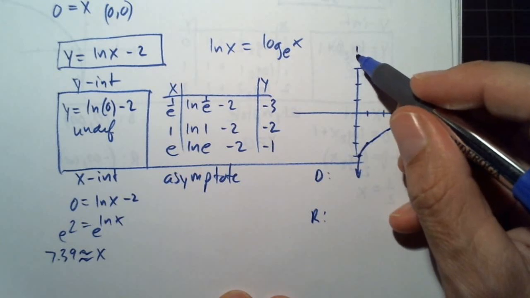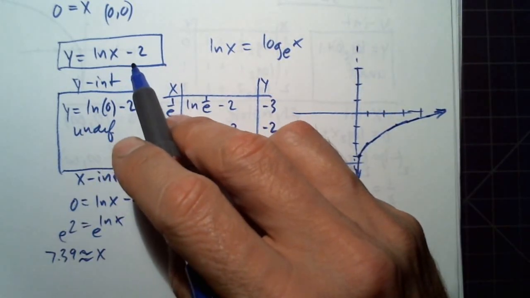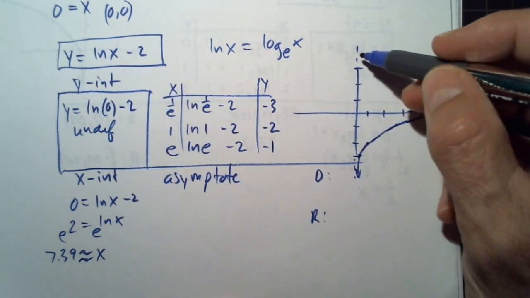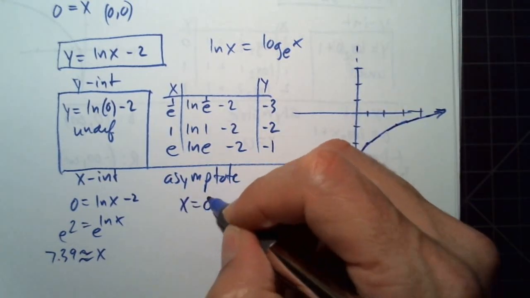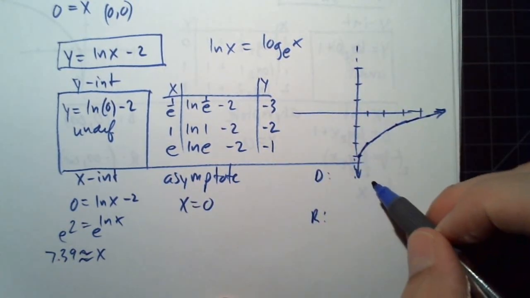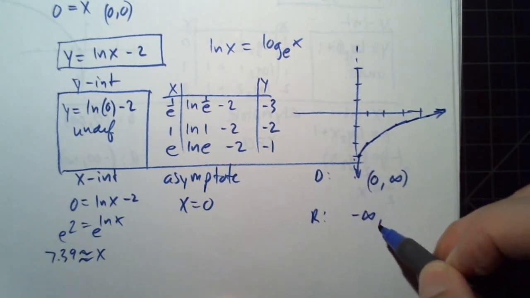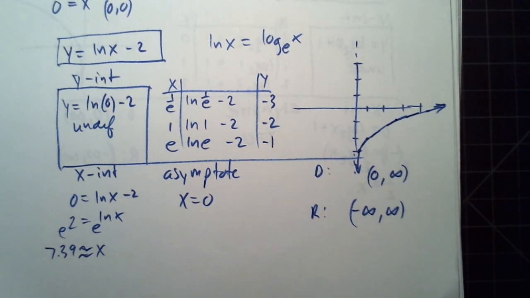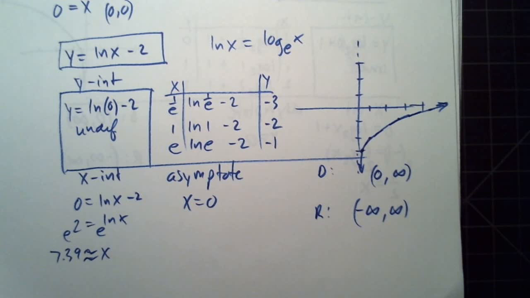Is the asymptote going to be the y-axis? And we see that there was a vertical translation, so that doesn't change the vertical asymptote. So the asymptote is still at x equals 0. The domain starts at 0, goes to infinity. The range goes from negative infinity to infinity. All right, let's stop there.